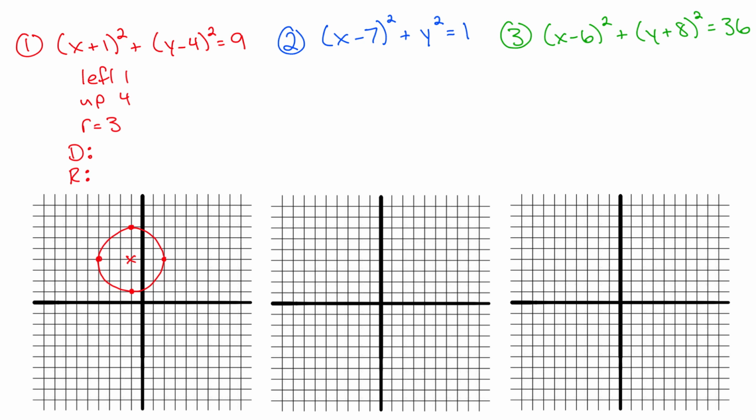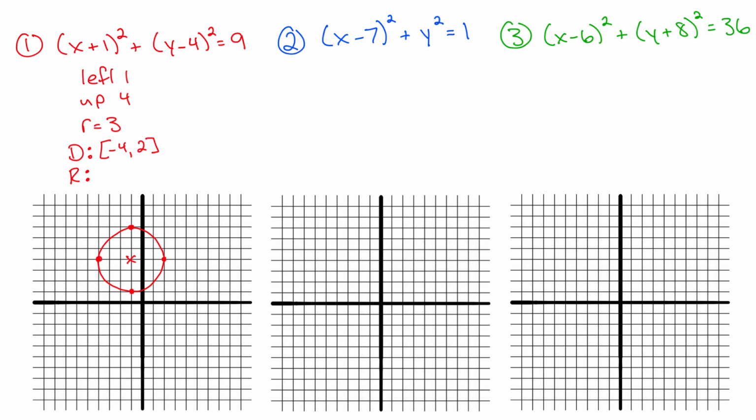So remember, the domain is saying, where does this function exist in the left and right direction? So it is going to exist from negative 1, 2, 3, 4. It's going to go all the way to negative 4 in the x direction. It's going to go all the way to positive 2 in the x direction. For the range, that's where it lives in the y direction.